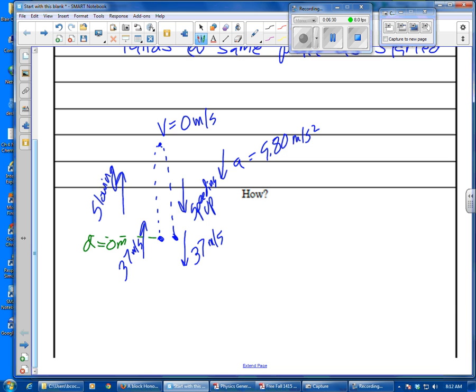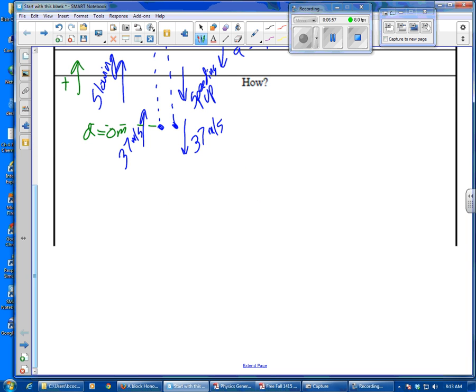What do you want to call up here where it turns around? How about h for height? Is that okay with you guys? And which way do you guys want to call positive? Up or down? Up. Okay. So we got up is positive.